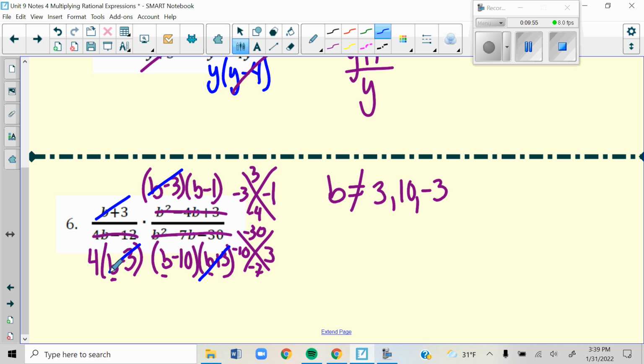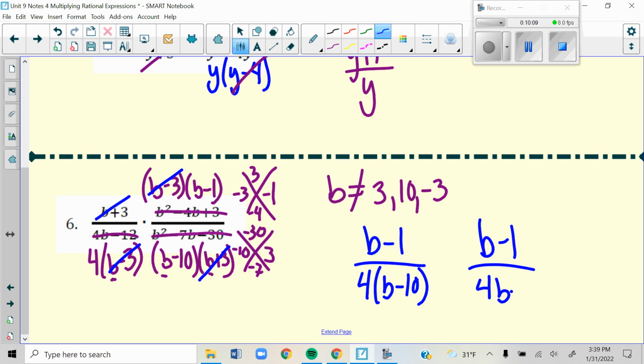So I'm going to cancel out the plus 3's, the minus 3's, and I'm left with b minus 1 over 4 times b minus 10. I would leave it at this point. You are more than welcome to change it into 4b minus 40. Both are equivalent.